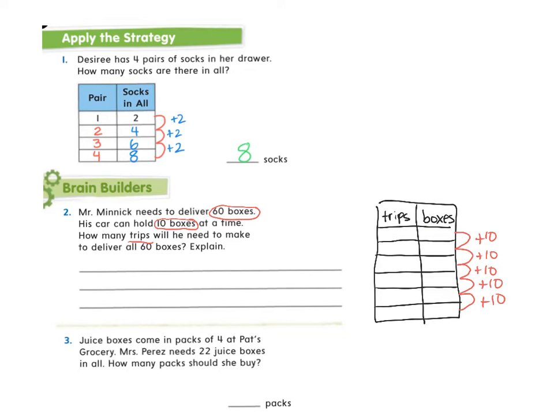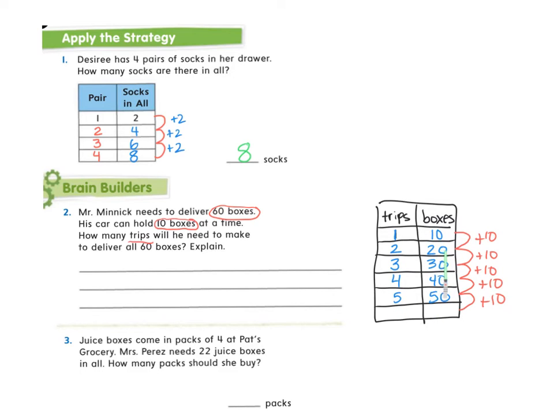So if I have 1 trip, that should equal, actually I'm going to use blue. 1 trip would be 10 boxes. That's what the problem just told us. His car can hold 10 boxes at a time, which means 10 boxes for 1 trip, okay, for his delivery. So if I'm adding 10 every time, because every time he makes a new trip, that's 10 more boxes. So 2 trips would be 20 boxes. 3 trips would be 30 boxes. 4 trips would be 40 boxes. 5 trips would be 50 boxes. Do you see what I'm doing here? Every time I go down the table here, every time I'm adding a trip, I'm adding another 10 boxes.